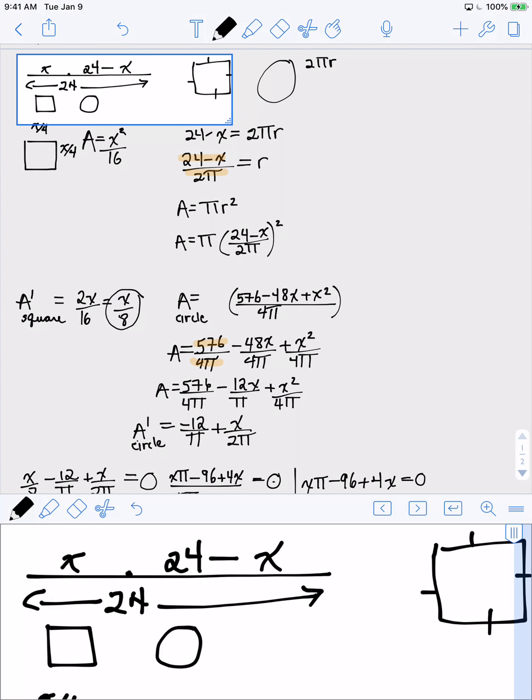So just to recap, back to the beginning of our problem, I'm going to cut this wire at 13.44 inches, and I'm going to use that to make my square, and then the remainder of the wire, which is 24 minus that, or 10.55 or 10.56, to make the circle. And cutting the wire at 13.44 will give me the maximum area for both.